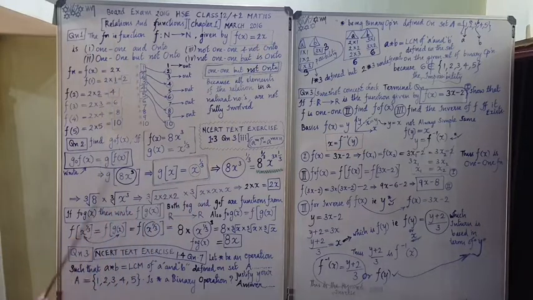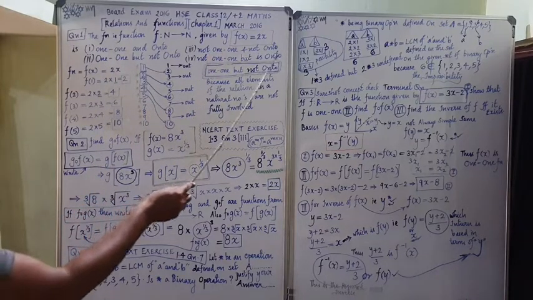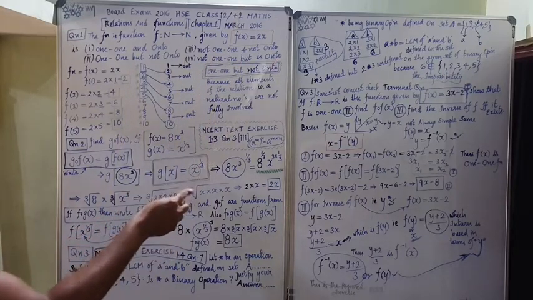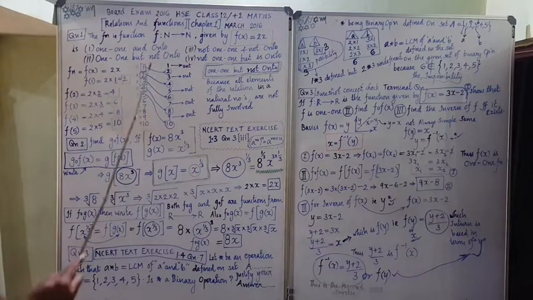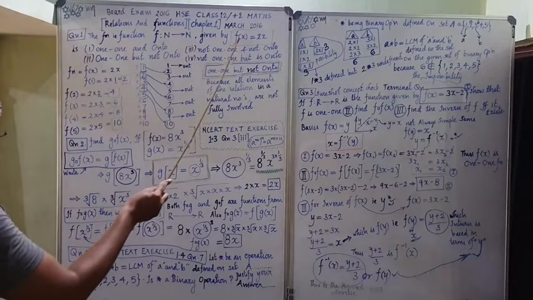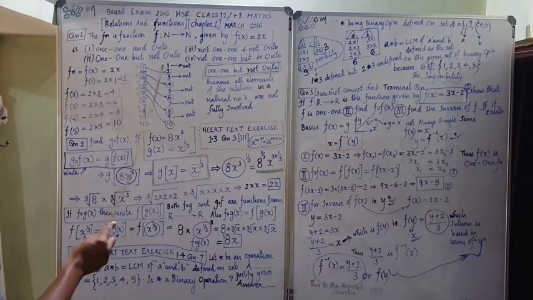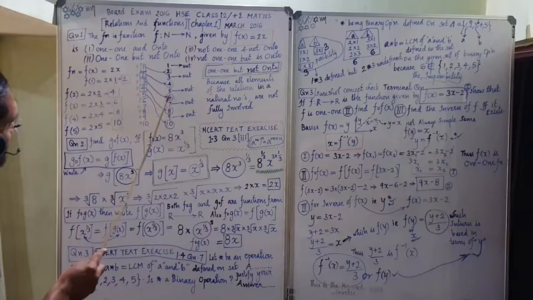So tell me what the first option is. It is one-one and onto, one-one but not onto, not one-one but onto. What is one-one? One-one means a single element in A corresponds to a single element in B. This is corresponding to a single thing. This is corresponding to this thing.